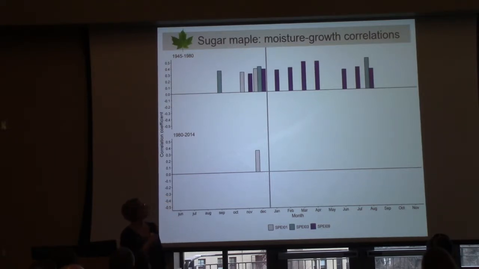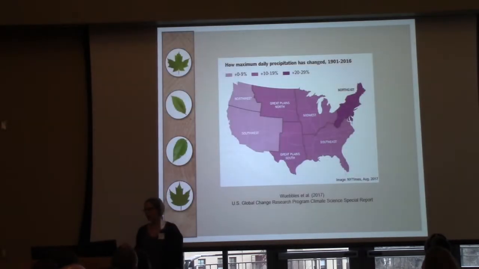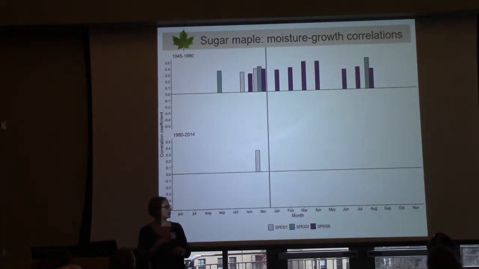And so that is probably what is showing up here. So in the years where there was less moisture, there was less growth. More moisture, more growth. But we don't really see it here in the second half of the chronology. And this makes sense in terms of what we've been hearing a lot earlier today, which is that in general, precipitation in the Northeast is increasing. So it's likely that we're not seeing moisture as limiting here.